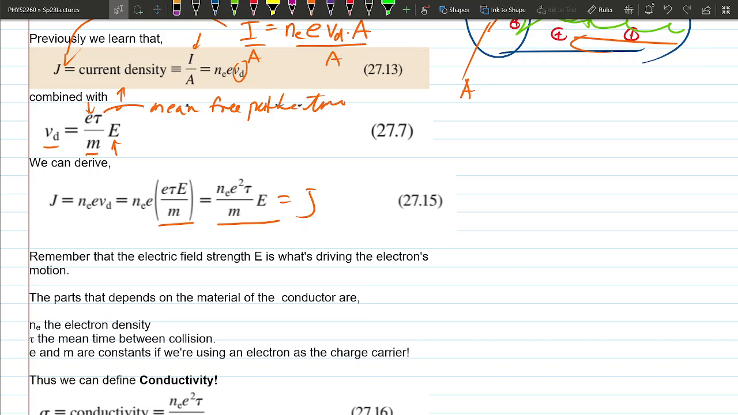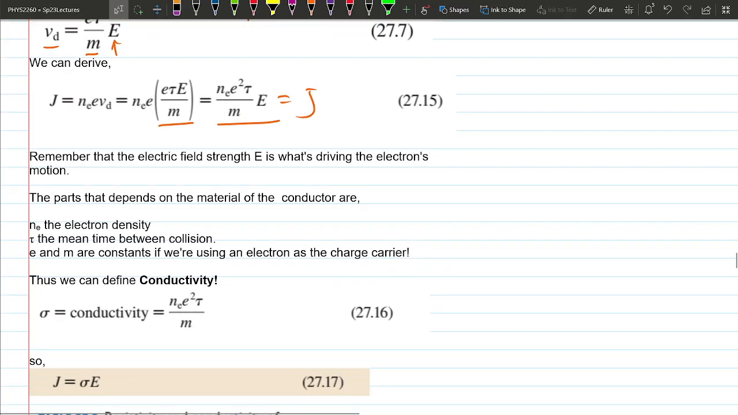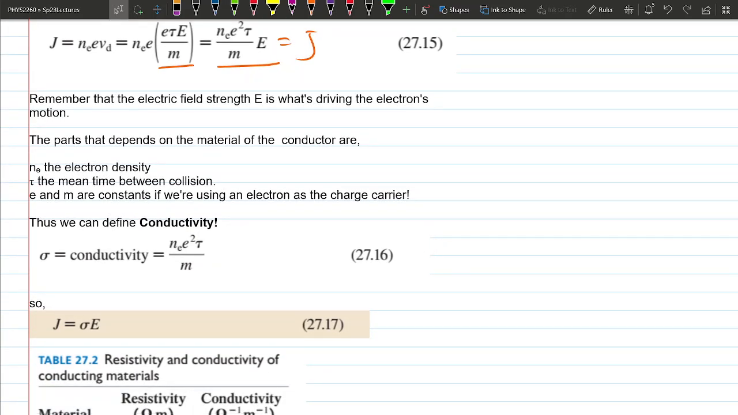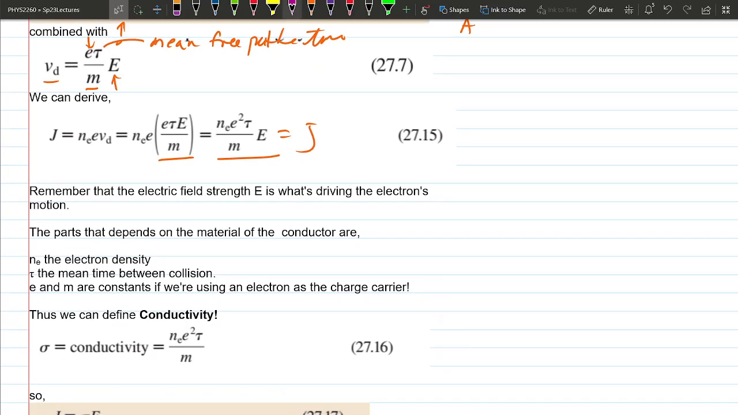Okay, so what's the point of all of this? What we're going to do is lump all of these complicated things into a single number. Why can we do that? The electron density, if you have copper, will have a number to it, like 8.5 times 10 to the 28. If you have gold, it'll have a different number. If it's a bad conductor like silicon, it'll have a particular number. So this depends on the material, whatever material we're dealing with.